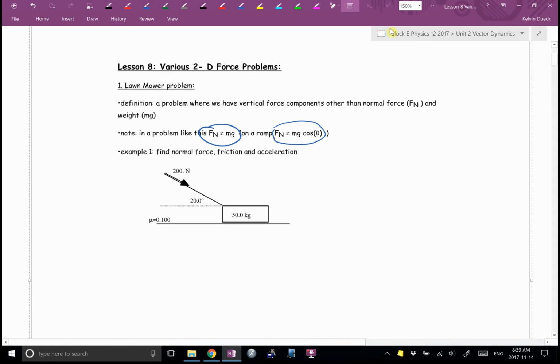So example one says this. Find the normal force. Let's call that part A. Find the force of friction. Let's call that part B. And find the acceleration. Let's call that part C.